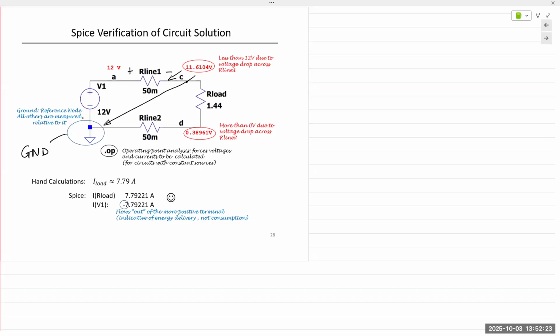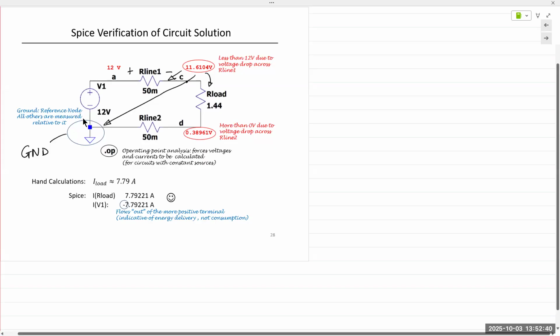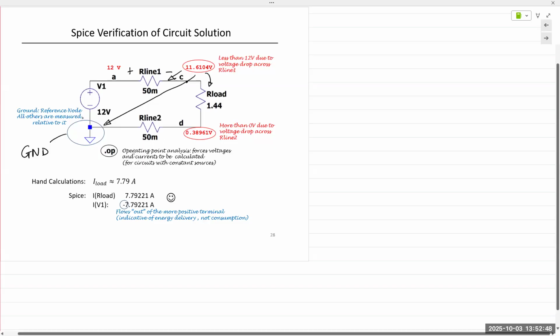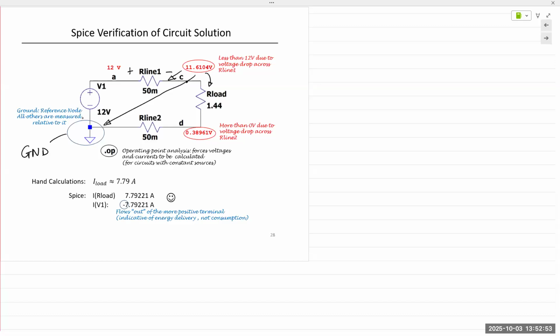So before reaching the load, it already has lost some voltage, right? This is the voltage being applied to the load resistor, 11.61, because some voltage is lost in the line resistance. Same thing happens on the other side. Our load takes up some voltage, and because of that, the load resistor only has 11.6 minus 0.38. This voltage, 0.38, is again measured with reference to your ground node on the left.